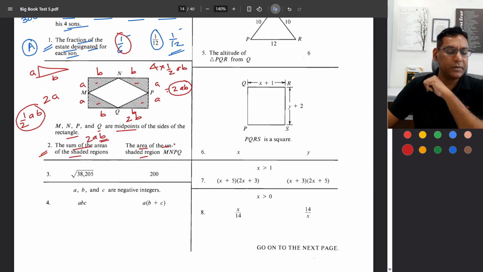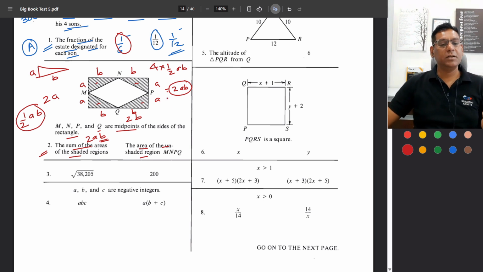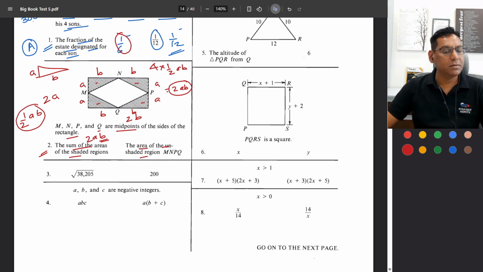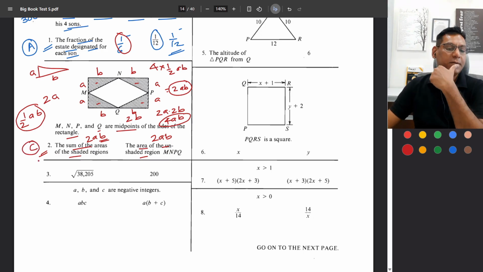All right, and the area of the unshaded region. Okay, what is the unshaded region area? Area of the unshaded region is the area of the overall rectangle, which is 2a into 2b, which is going to be 4ab, minus the shaded region area 2ab. So 4ab minus 2ab, again I get 2ab. Both quantities are equal. Answer choice C is the correct answer.